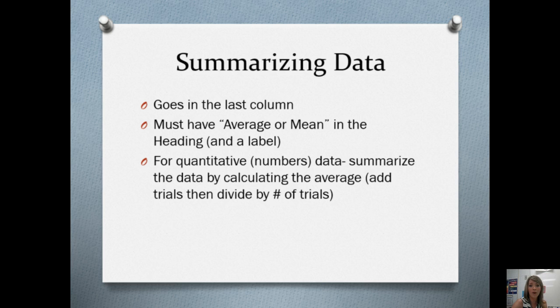So that's going to be usually your average or your mean. Mean is another word for average. You're going to add up all of your trials and then divide by the number of trials that you had. For quantitative data like numbers, you're going to use the average. And if it's qualitative, which we don't usually do, you're going to be using the mode. All right, so that's what you need to know about making data tables. Next, we're going to be practicing that.